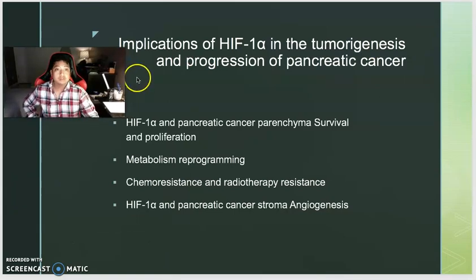In this next article, implications of HIF-1 alpha in the tumorigenesis and progression of pancreatic cancer, they had several points that I wanted to make. The first one, HIF-1 alpha and pancreatic cancer survival and proliferation. Aberrant cell proliferation is the most basic feature in tumorigenesis. Studies indicate HIF-1 alpha promotes the proliferation of pancreatic cancer through various mechanisms in RNA and is involved in the modulation of HIF-1 alpha and the carcinogenesis.